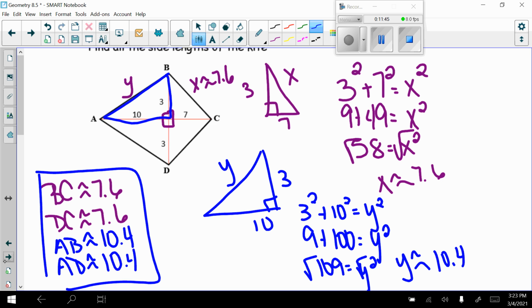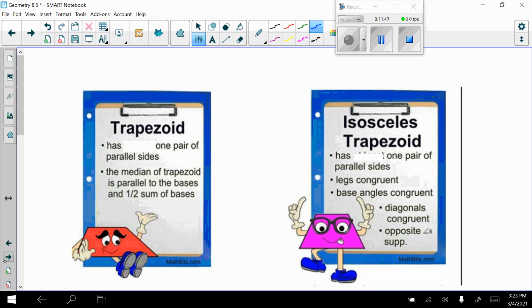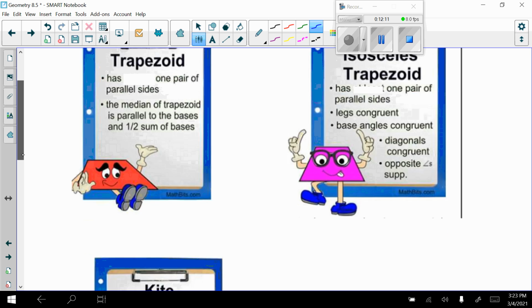All right, last page has all of our pictures. A trapezoid has 1 pair of parallel sides. The median of the trapezoid is parallel to the bases and half the sum of the bases. An isosceles trapezoid has 1 pair of parallel sides. Its legs are congruent. Its base angles are congruent. Its diagonals are congruent, and its opposite angles are supplementary.